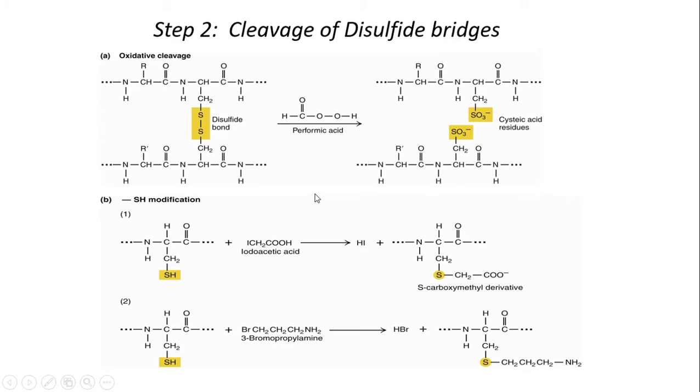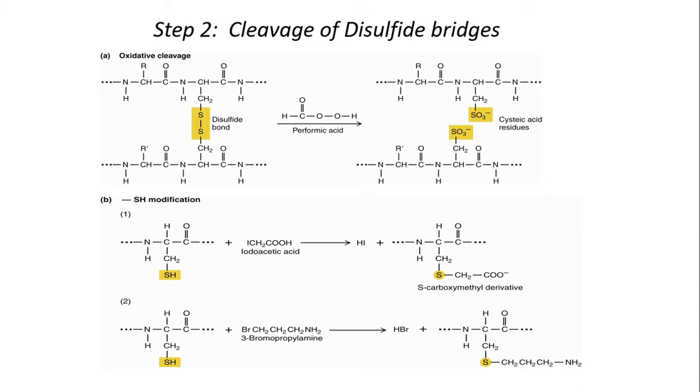There is another method, and that's the SH modification. But in order to modify this with the 2 substances shown here, iodoacetic acid or 3-bromopropylamine, you have to still first break that disulfide bond. And what we use for that are sulfhydryl compounds like 2-beta-mercaptoethanol or dithiothreitol, DTT.